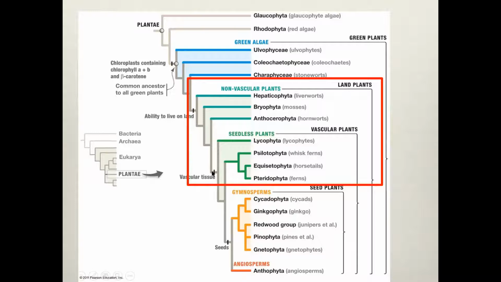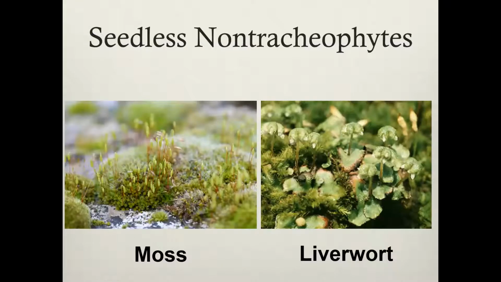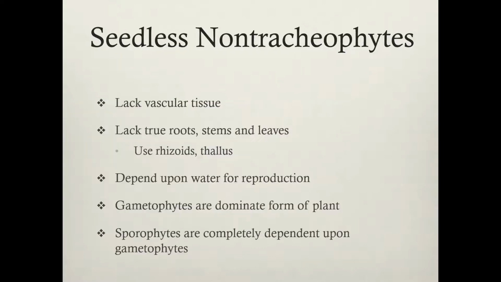So this is the separation between nontracheophytes and tracheophytes, aka non-vascular and vascular. All right, so the two examples we're going to use for nontracheophytes are mosses and liverworts. And some characteristics that all nontracheophytes have.